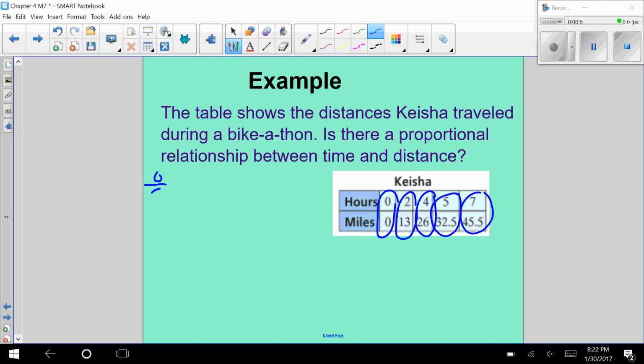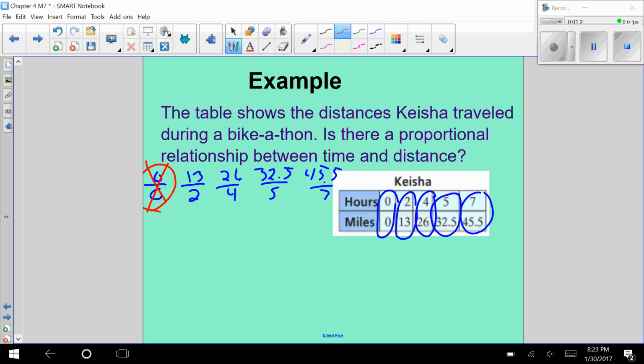So the first one we have 0 over 0. Second one is 13 over 2. 26 over 4. 32.5 over 5. And 45.5 over 7. Now we want to know if these ratios are equal. Right off the bat, you can tell 0 over 0 will not be the same as the other ones. That's okay. You should have 0 over 0 in any proportional relationship anyway. So now let's look at the other ones.